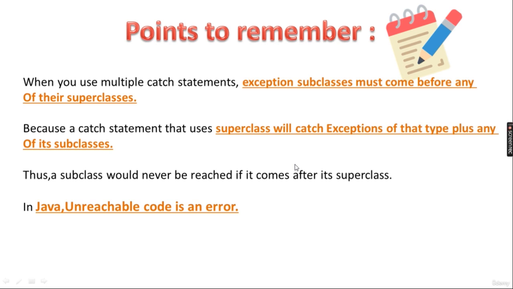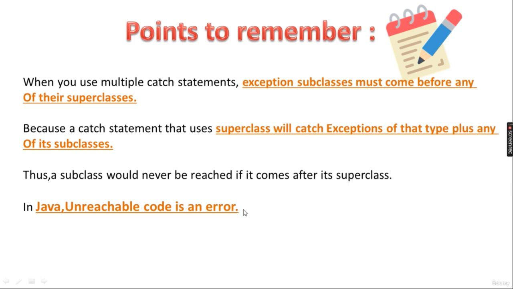Because a catch statement that uses a superclass will catch exceptions of that type plus any of its subclasses. So you will not find any particular error that your program is having. You will not get any particular description of your exception type because of that. So subclasses must appear before any of their superclasses. The subclass would never be reached if it comes after its superclass, because the superclass exception class will catch the exceptions of all its subclasses. The subclass would never be reached in that case.